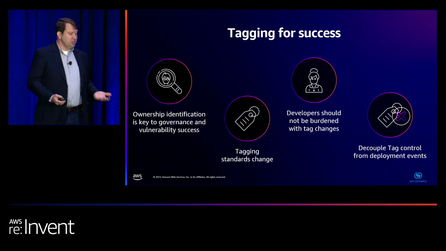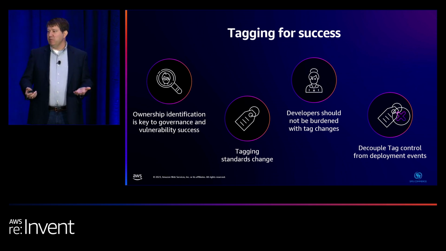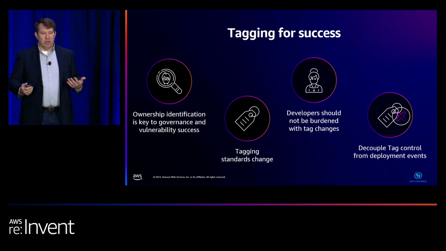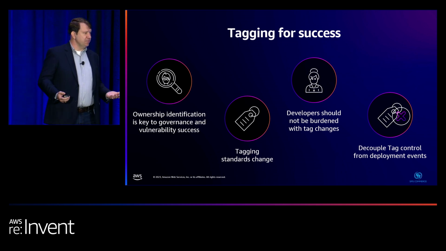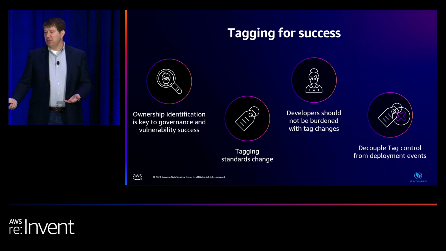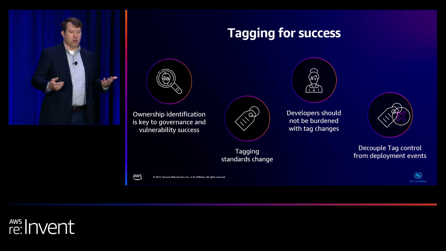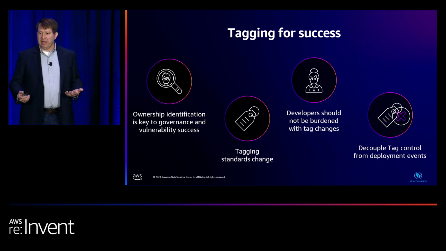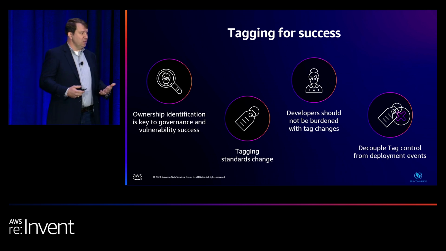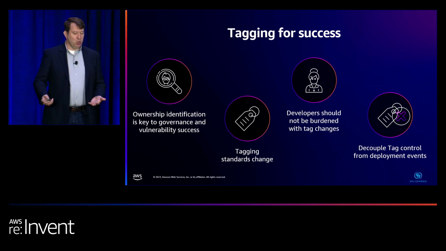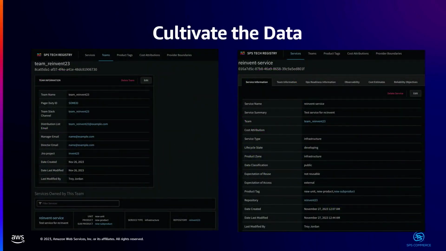But tagging standards change. And we've been burdening our developers with these tagging changes for quite some time now. They have to go in and do deployments when they want to change the value of the tags. Or, like I said, if we change the tagging standards, they now have to redeploy. So we set out at SPS Commerce to decouple tagging from our deployments. We realized that we already had a system internally called Tech Registry that contained all of the contact information for a team.